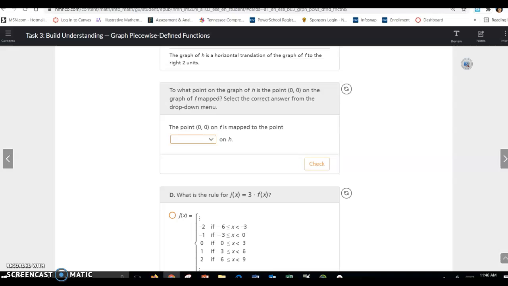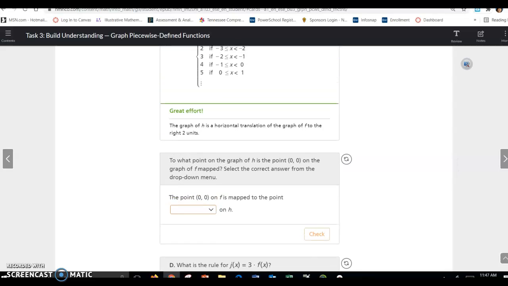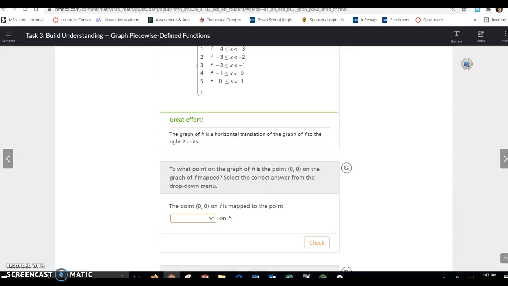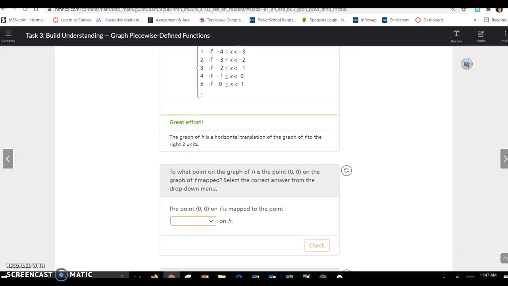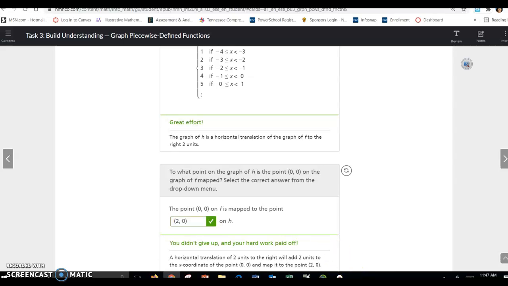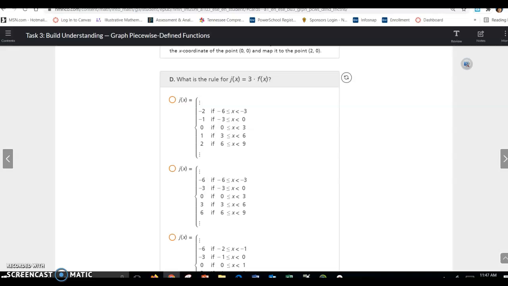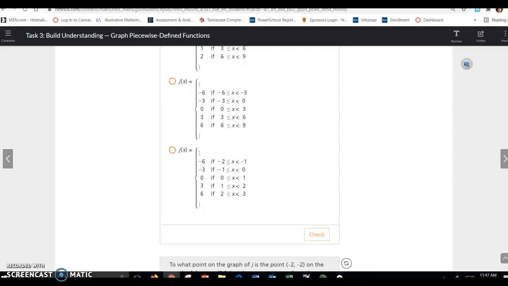All right, to what point on the graph of h is the point (0, 0) on the graph of f mapped? Select the correct answer from the drop-down menu. All right, so again, we're shifting it to the right 2 units. So x shifts, the y does not shift. All right, what is the rule for j of x equals 3 times f of x? All right, so 3 times your y value.